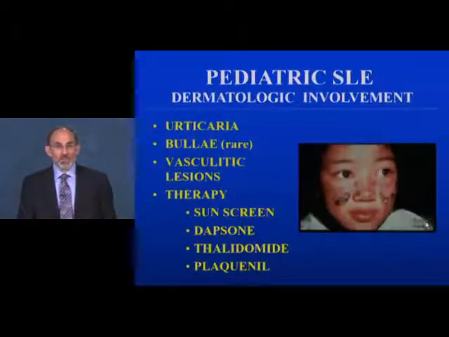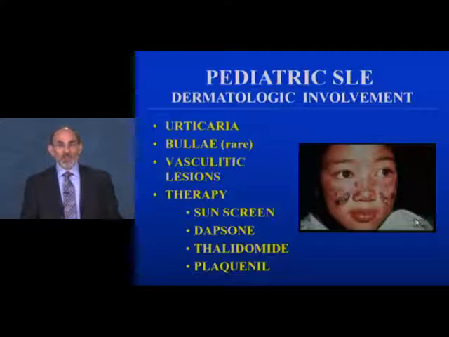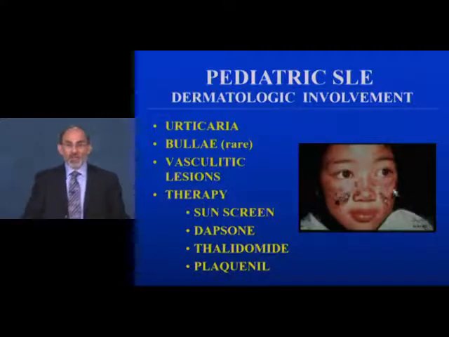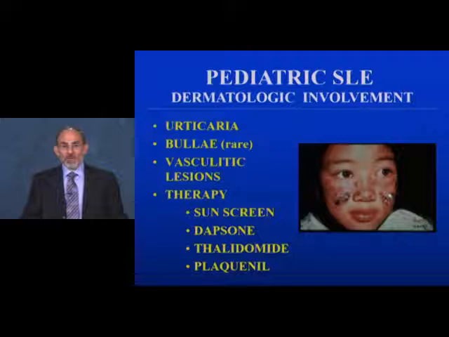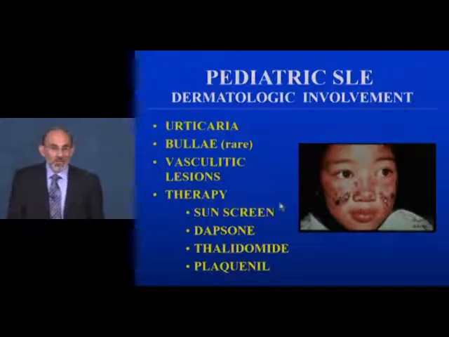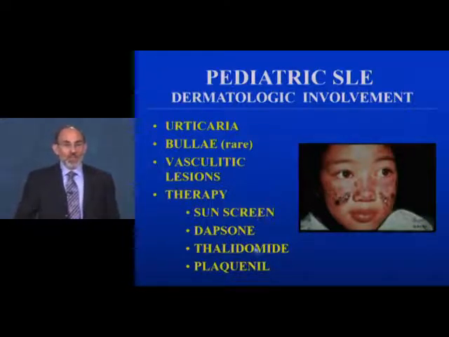So the dermatologic involvement is the one you'll see the first. This is a combination of a butterfly rash as well as some discoid lesions. The butterfly rash doesn't scar, but the discoid lesions do. One can rarely get bullae, one can get vasculitic lesions, and they tend to come out in the sun, so therefore sunscreen is important. And then a variety of agents.